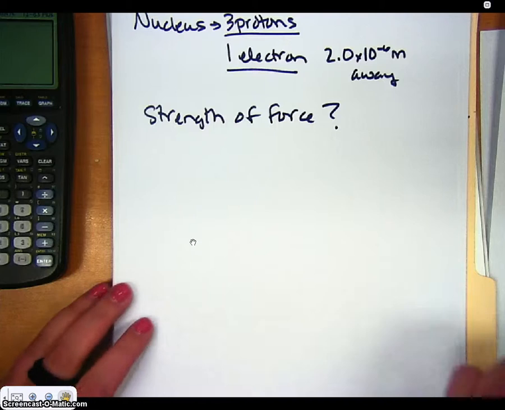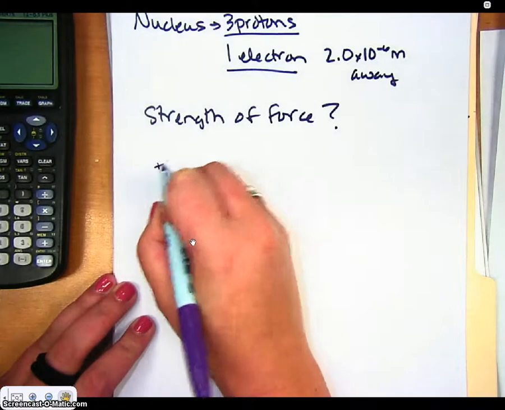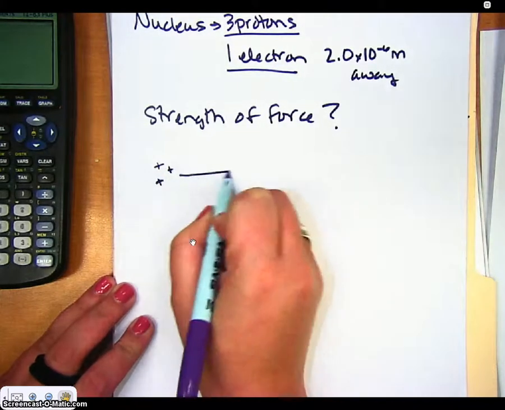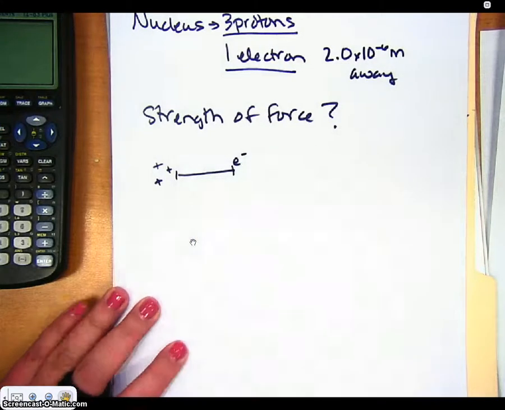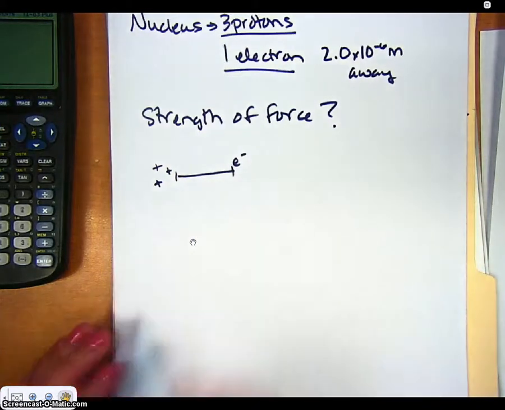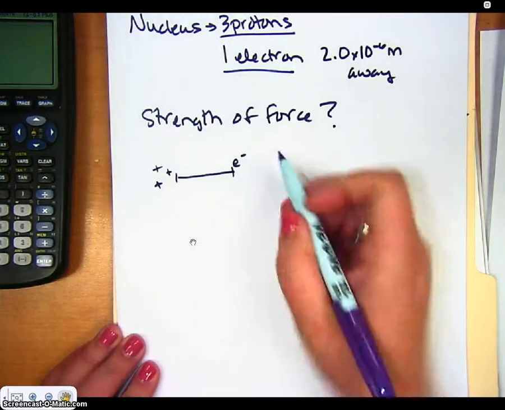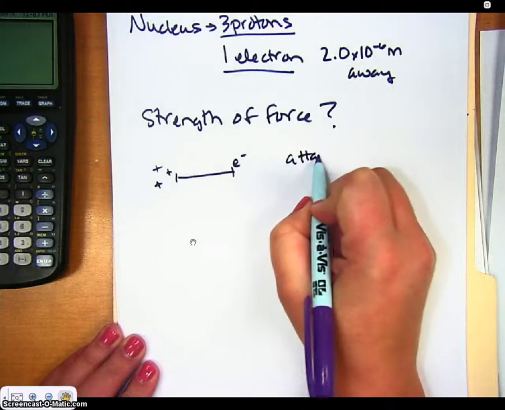So what we're going to do is have our nucleus here that's going to have 3 protons. Some distance away over here, you're going to have an electron. Okay. Now, you have positive charge and you have negative charge, so this is an attractive force.